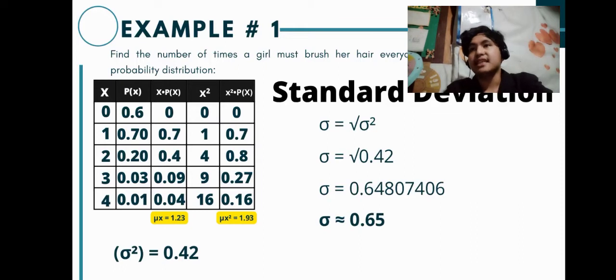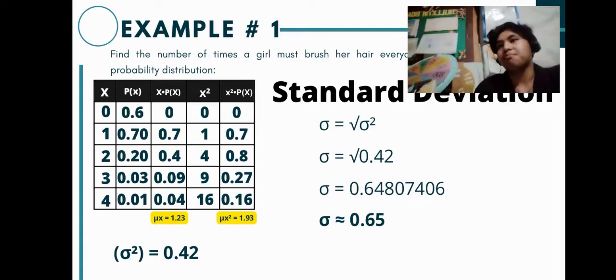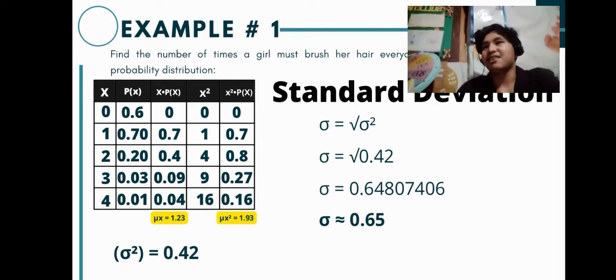Now, in order to find the standard deviation, we only have to take the square root of the variance. This is how it is done: sigma is equal to the square root of sigma squared, and then we substitute the values, so sigma is equal to the square root of 0.42, and after square rooting, we have a result of sigma equal to 0.64, and then by rounding off to the nearest hundredth we would have a result of 0.65. That's how you solve problems involving mean and variance.